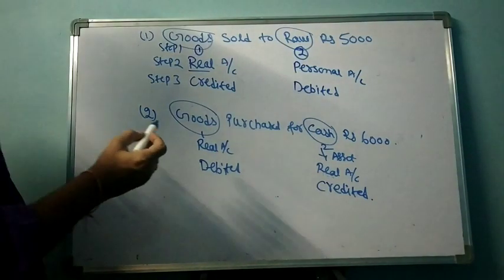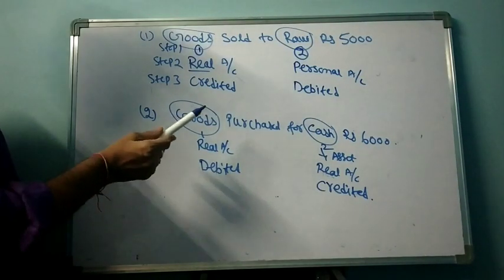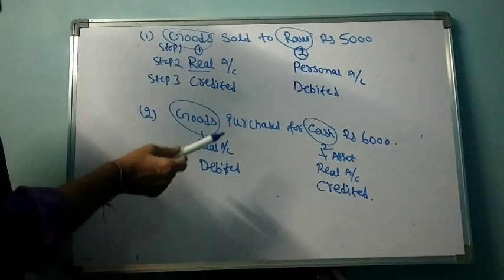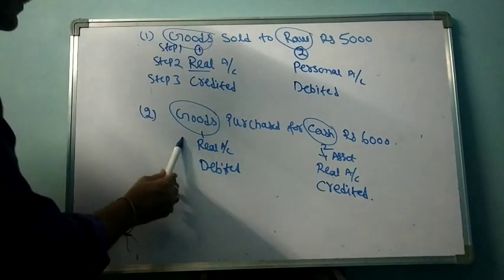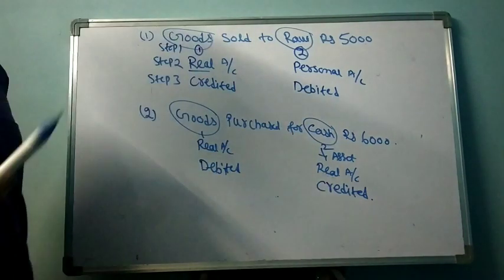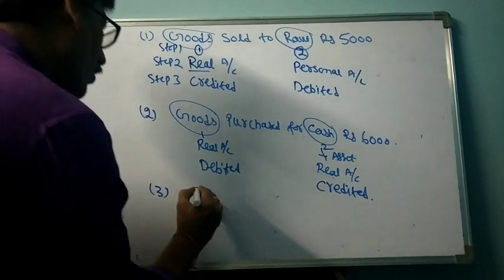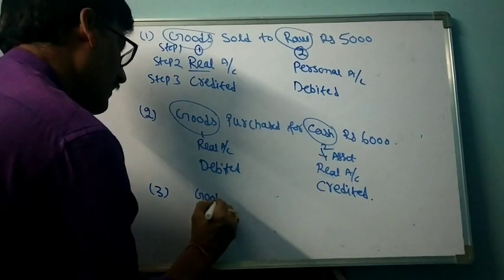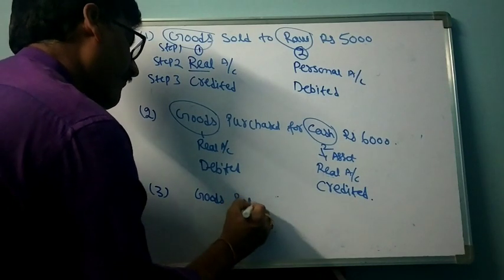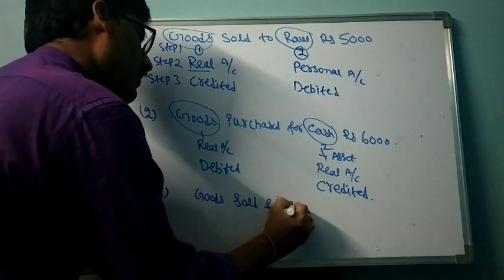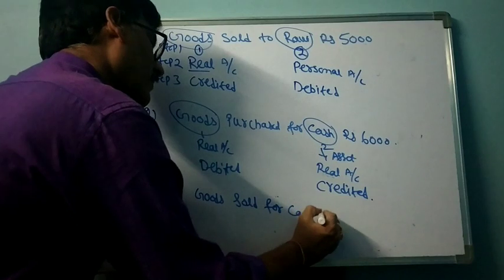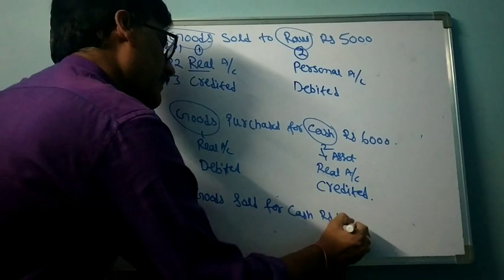Like this, you should identify the number of accounts, then types of accounts, then rules of accounts. Which account should be debited and which account should be credited. Then the third one I am writing: goods sold for cash. Goods sold for cash, Rupees 10,000.